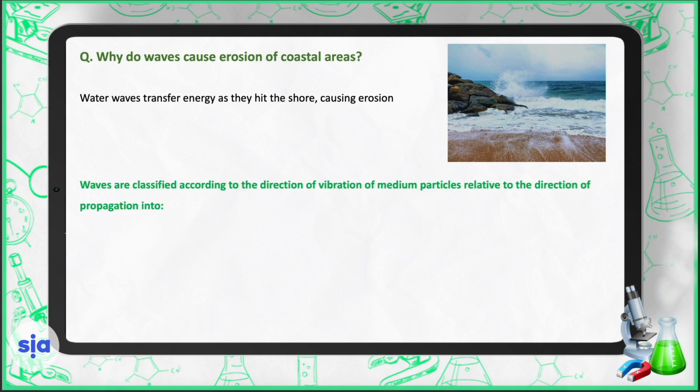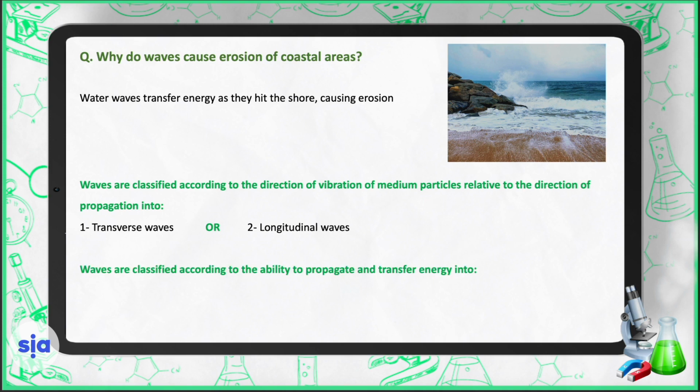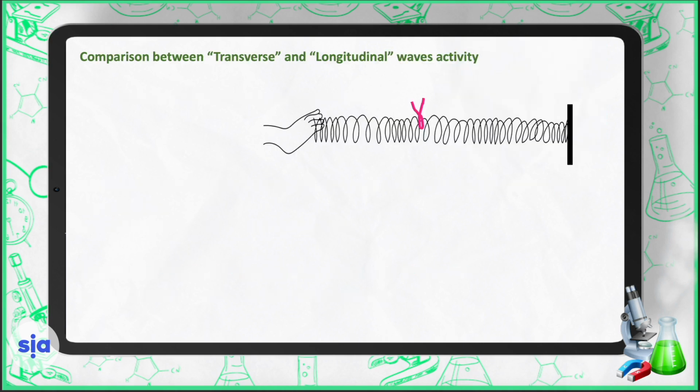Waves are classified according to the direction of vibration of medium particles relative to the direction of propagation into transverse waves or longitudinal waves. Waves are also classified according to the ability to propagate and transfer energy into mechanical waves or electromagnetic waves. Now we are going to compare between transverse and longitudinal waves.